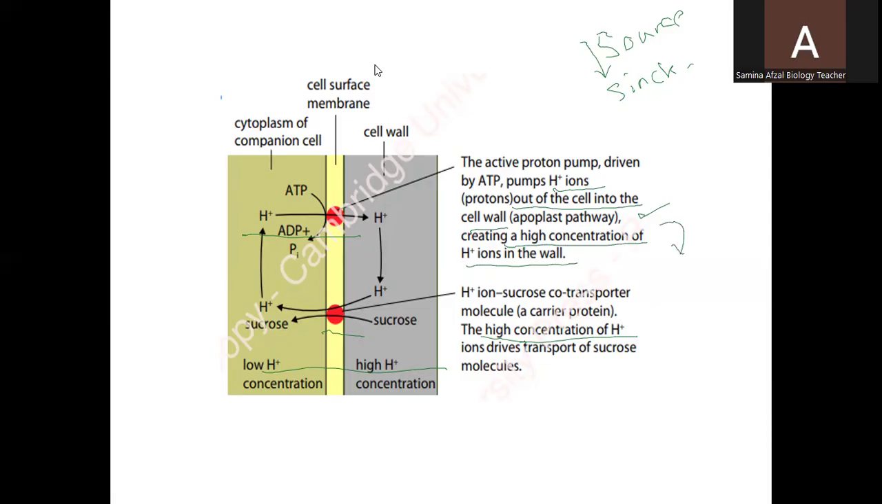So these hydrogen ions are increased over there, due to which a concentration gradient is produced. Due to the high concentration of hydrogen ions outside, the sucrose co-transporter, a carrier protein, is there. The high concentration of hydrogen ions drives the transport of sucrose molecules back into the companion cell. So in this way, these hydrogen ions move out and they move back into the companion cells.